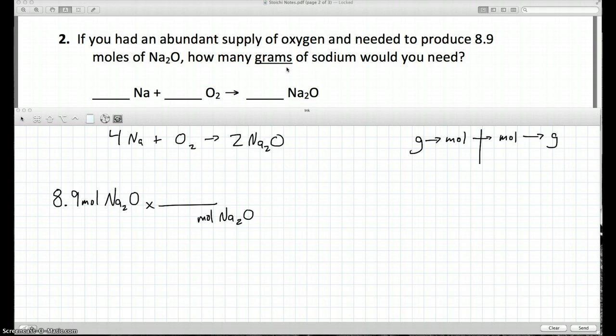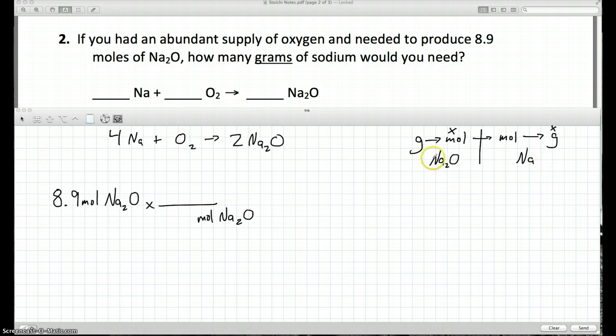Again, if you're still not quite seeing how that works, the roadmap might help you. So we're starting at moles. We always start over on the left of our roadmap. And the question is asking how many grams. So we're going to go over to grams over here. Now you notice this is a 2-step question. My starting chemical is Na2O, and I'm trying to get grams of sodium, Na.